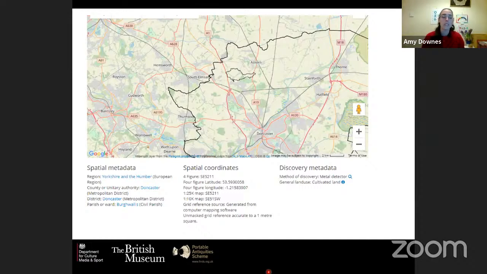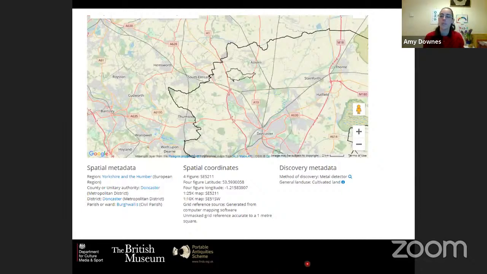People who want more detailed find spot information have to apply for researcher level access to the data, and they're vetted first. So if you're planning to do a project and you want to use PAS data, that's probably possible, but you will need to allow time to put in your application and provide some references just to make sure that we're protecting all that data.